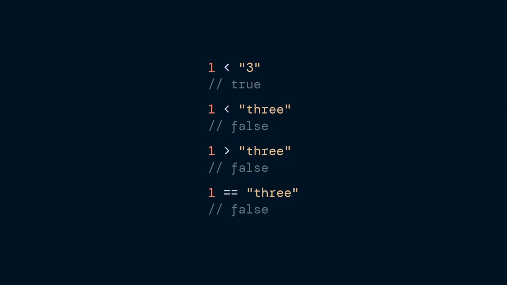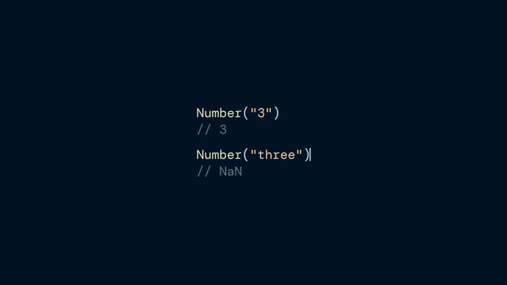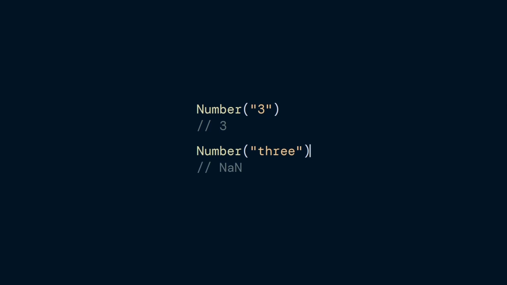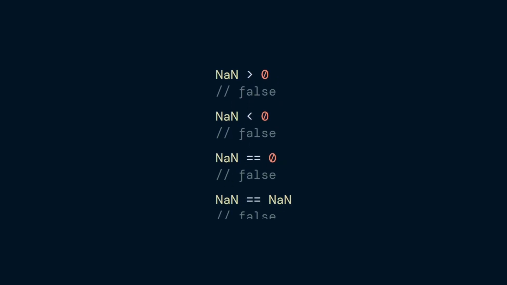What happens here is also a type conversion, but in this case JavaScript tries to convert into a number. When the string is an actual number, it correctly returns a number. But when the string doesn't contain a number, it returns NaN, which stands for not a number and represents an undefined number. And when you try to compare NaN to anything, the result is always false. It's not even equal to itself.